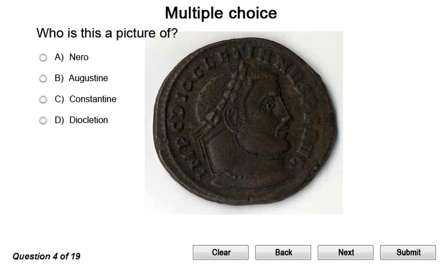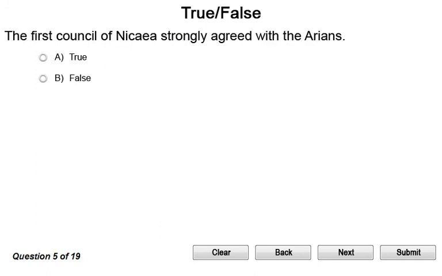Who is this a picture of? Is it Nero, Augustine, Constantine, or Diocletian? Actually, this is a coin of Diocletian, who persecuted the great persecution in 303 AD.